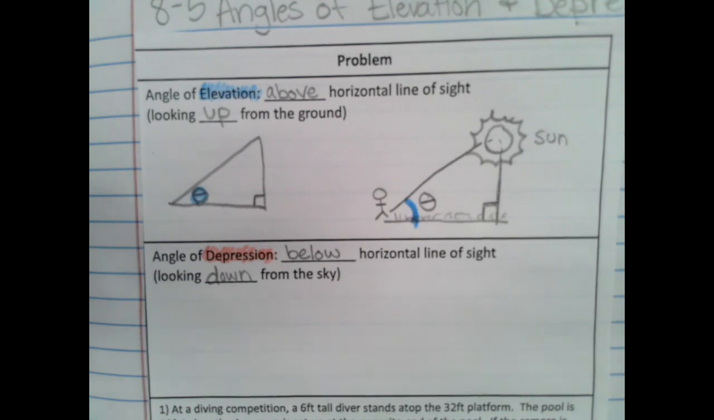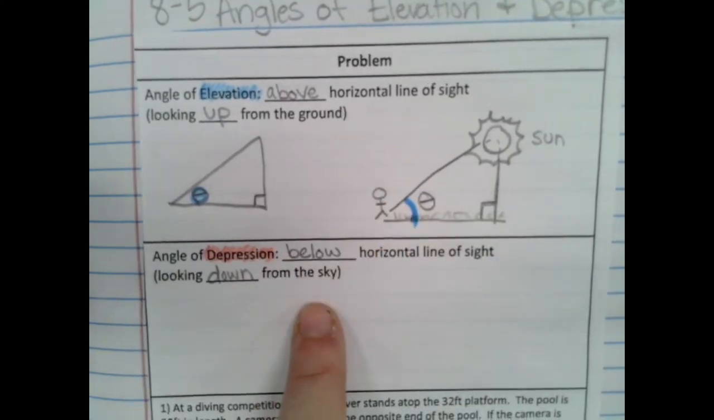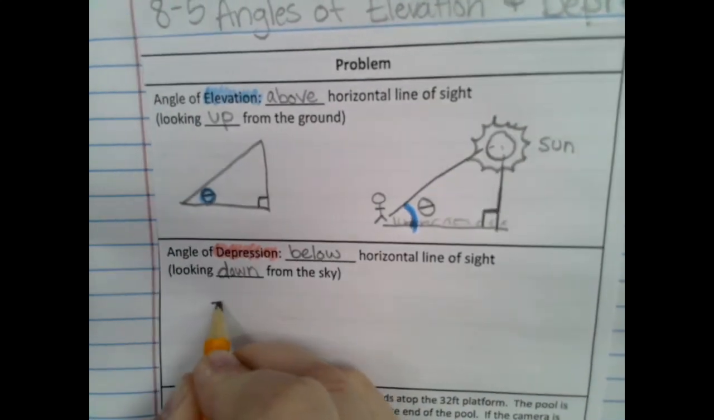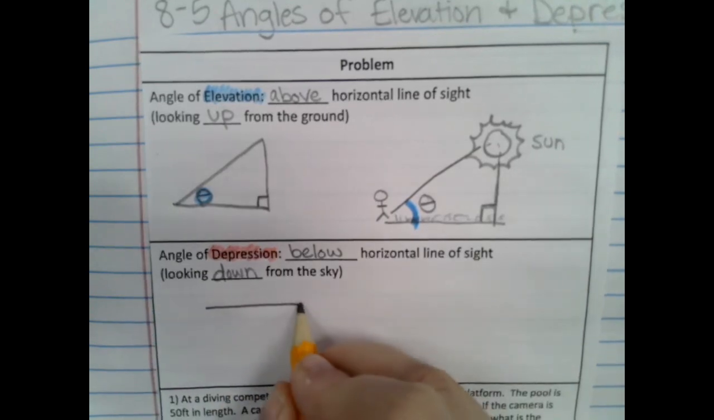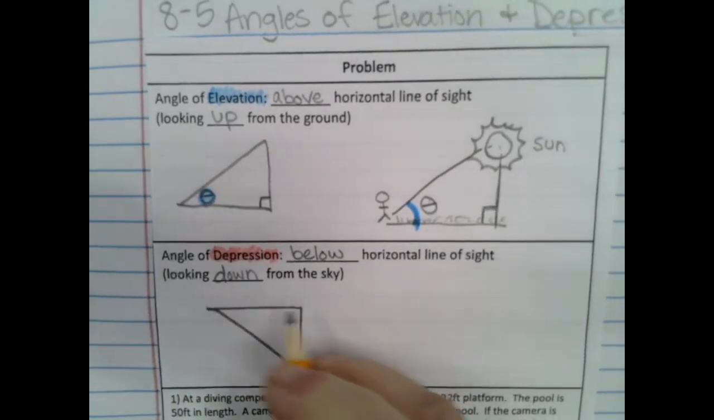So this time when we draw that horizontal line, in the last one the horizontal line was the ground. This time the horizontal line has to be from the sky. So it's going to go across the top. And then it's going to drop down. So that's where our horizontal line is, across the top this time.